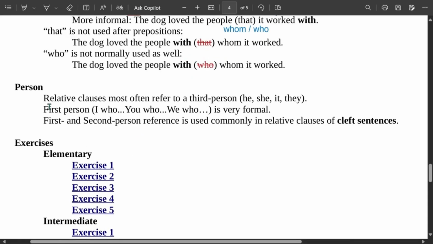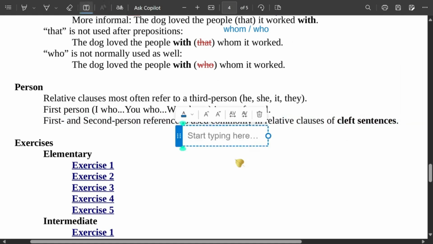Okay, this in a moment I'll finish. Look, I have already told you that relative clauses often refer to a third person. So you can say he who does that, she who does that, for example. But we don't normally say I who do that, or you or we. So first person is not common. It's very formal. Sometimes it may appear in a very formal setting. But this first and second person reference is used commonly in cleft sentences, okay? Cleft sentences you don't need to know now, but it's something like this.